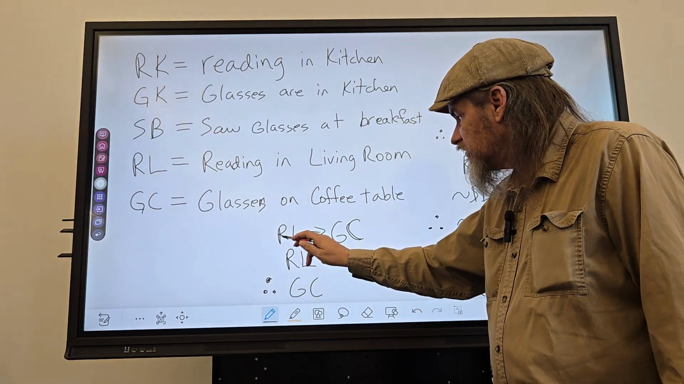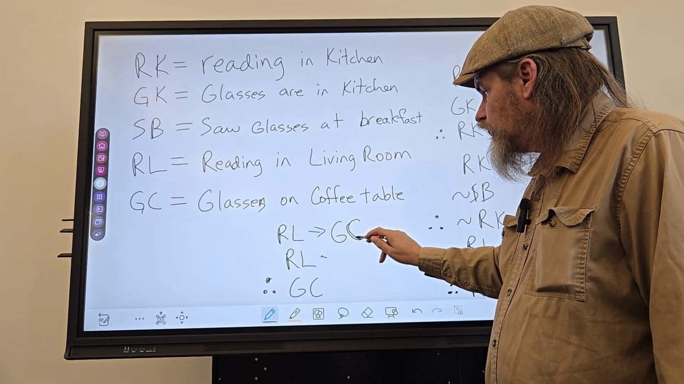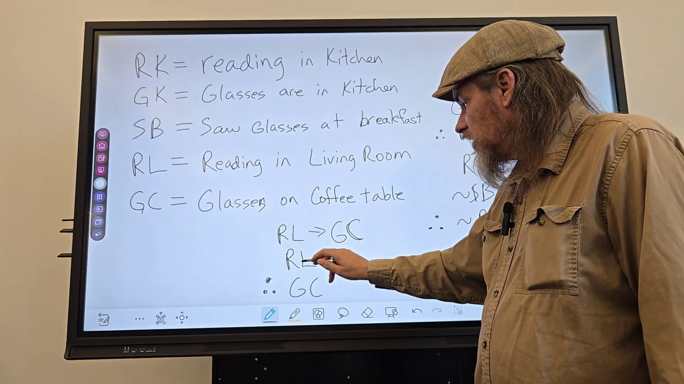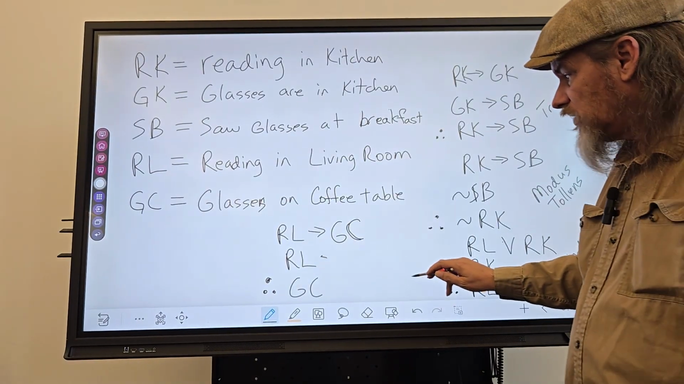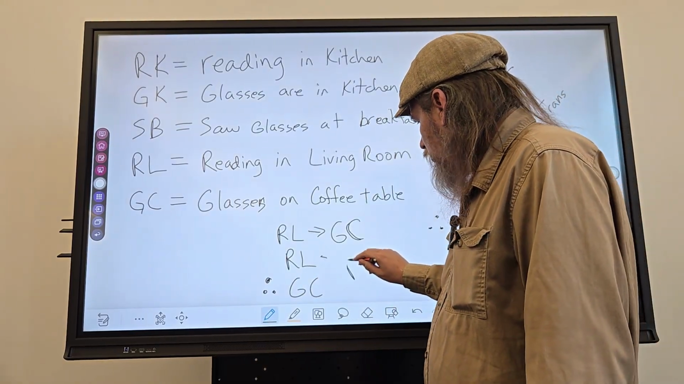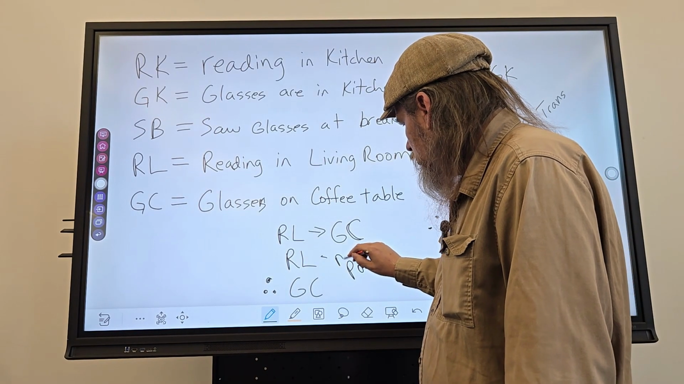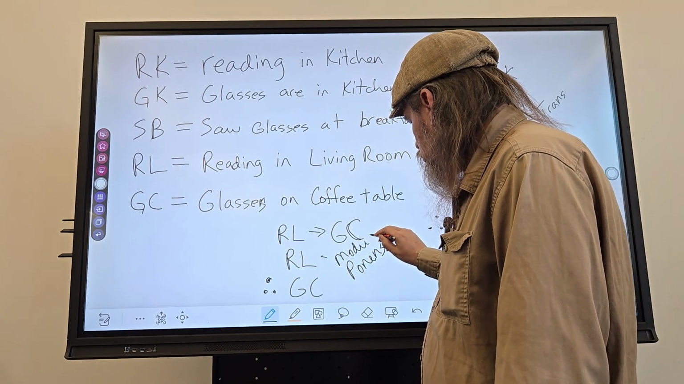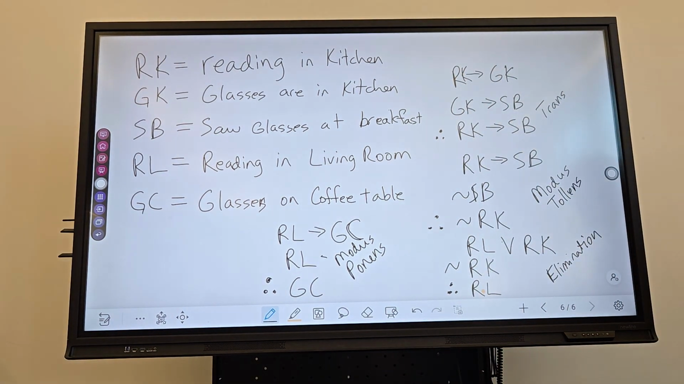If you were reading in the living room, then the glasses are on the coffee table. You were reading in the living room because of the conclusion over here. Therefore, the glasses are on the coffee table by modus ponens. So the glasses are on the coffee table.